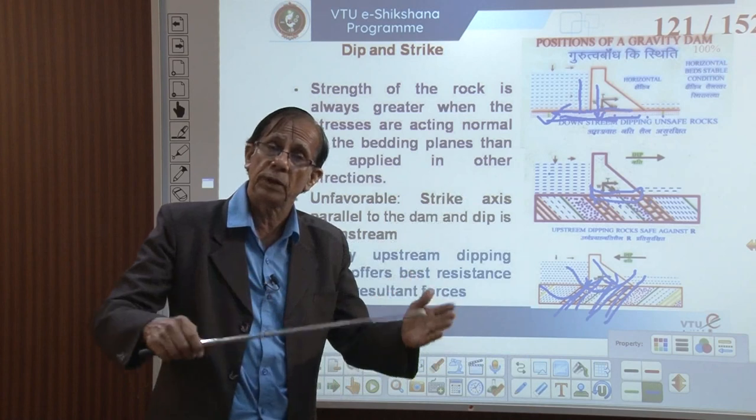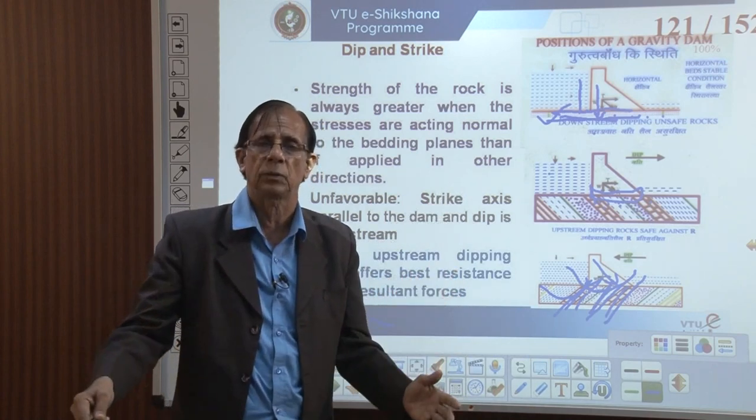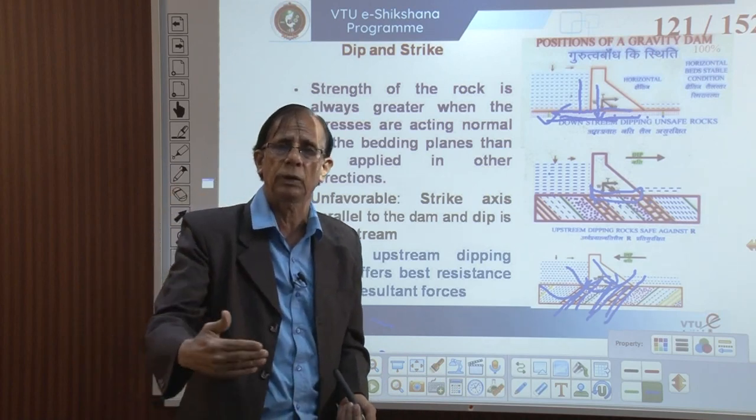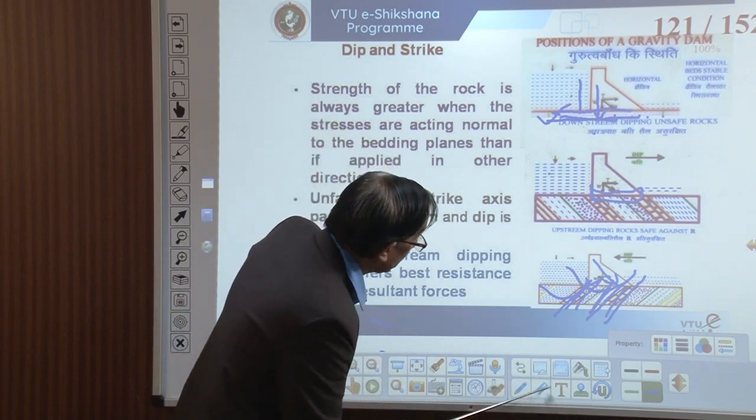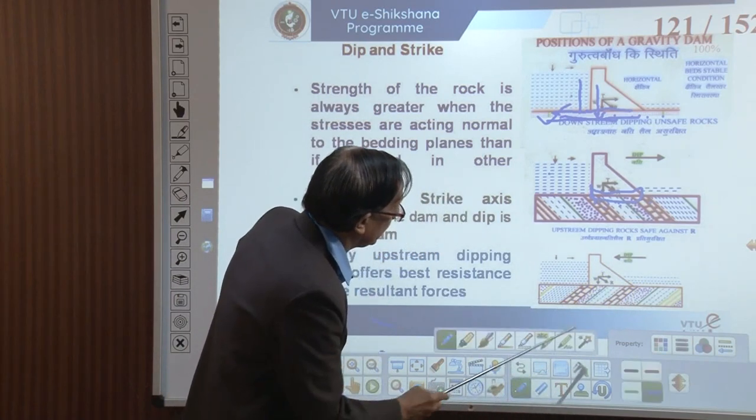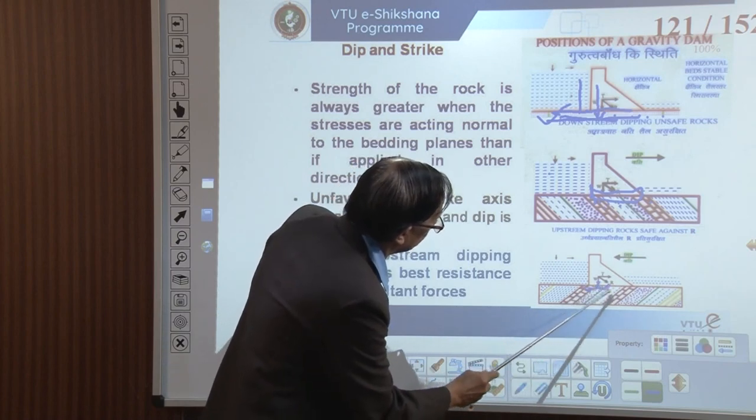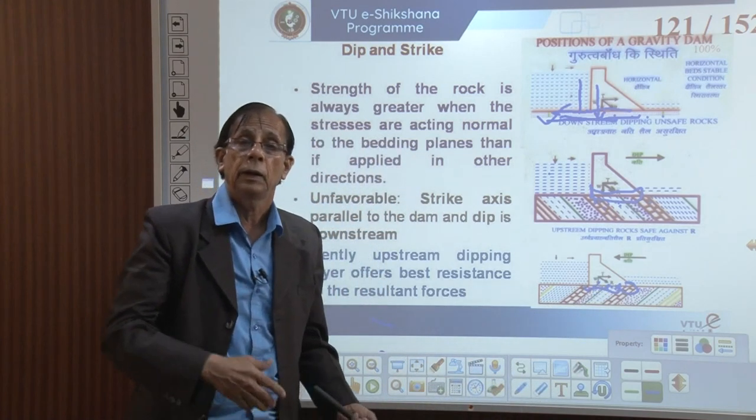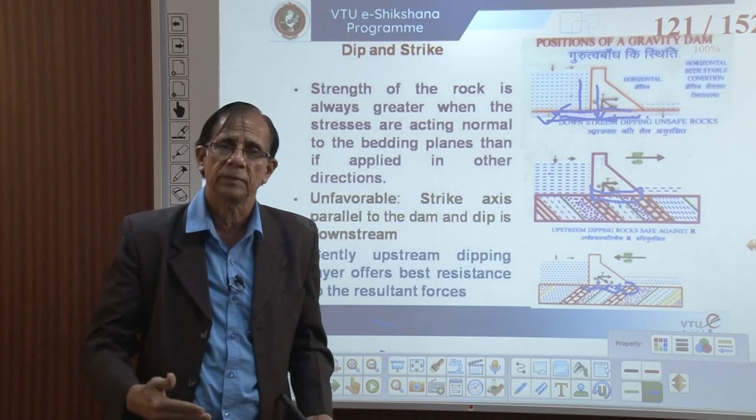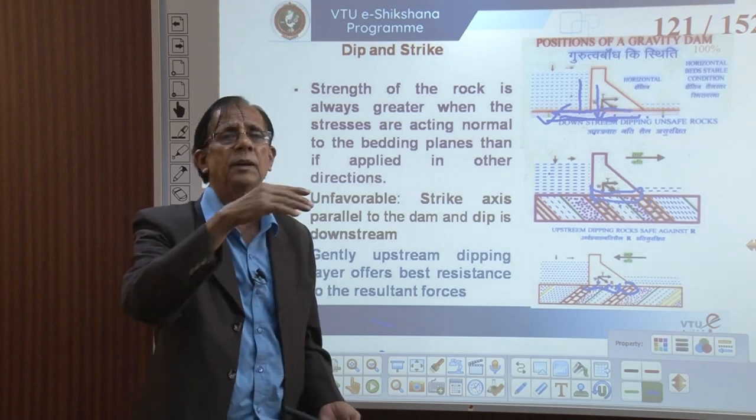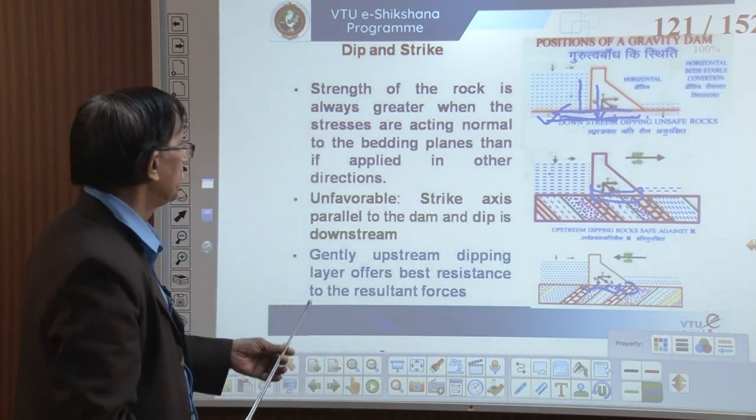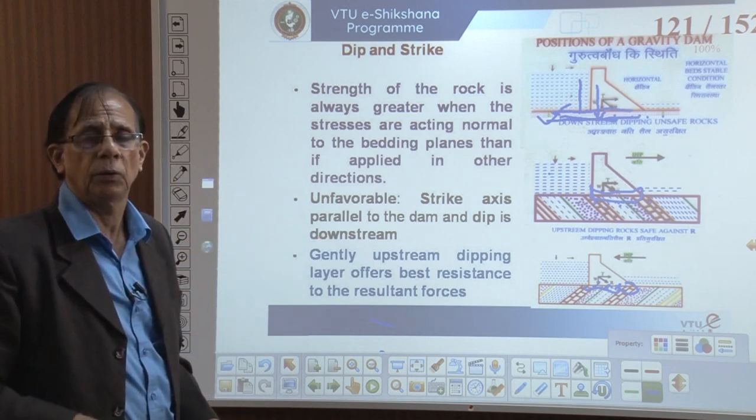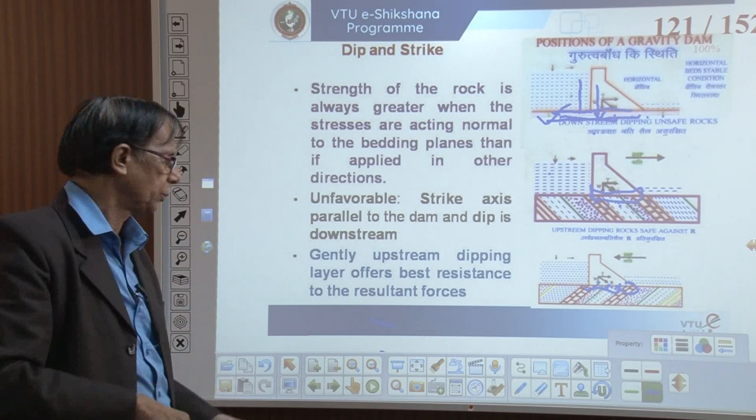Since the foundation of the dam rests on different layers of rocks, I have to take into account different rocks' load-bearing capacity. Accordingly, I have to design. This rock is different, this rock is different, this rock is different. I end up in a very complicated design, difficult to execute at the site. Yes, such problems arise if layers of rocks are horizontal, inclined, upstream, downstream, etc.